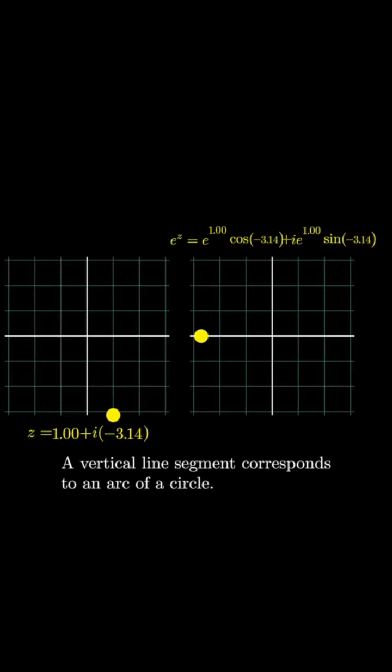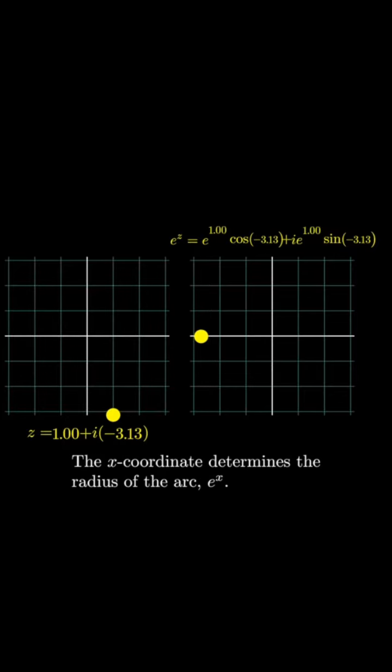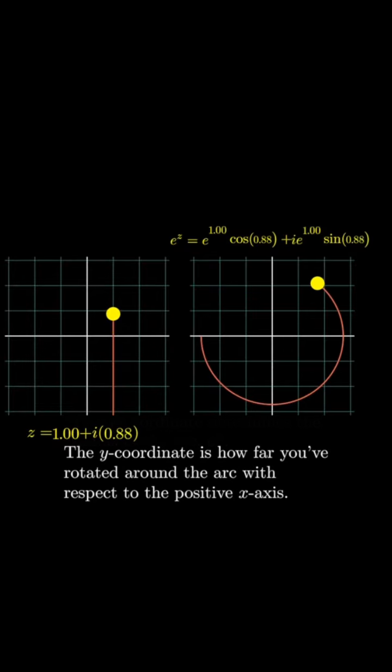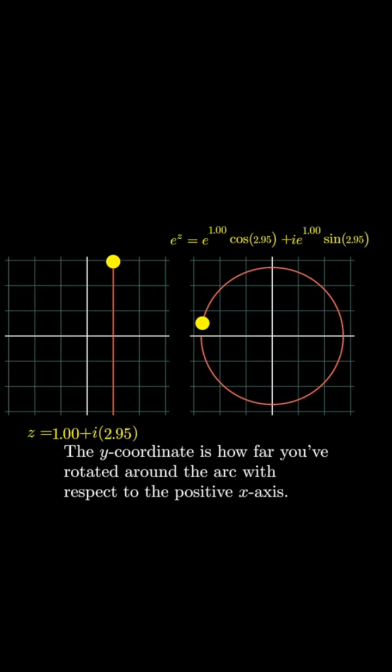We'll observe that when you exponentiate a vertical line segment, that corresponds to the arc of a circle. The x-coordinate of a point on the vertical line segment corresponds to a point on the arc of radius e to the x when measured from the origin. And the y-coordinate of our input z determines how much we've rotated around the arc with respect to the positive x-axis. Now check this out.